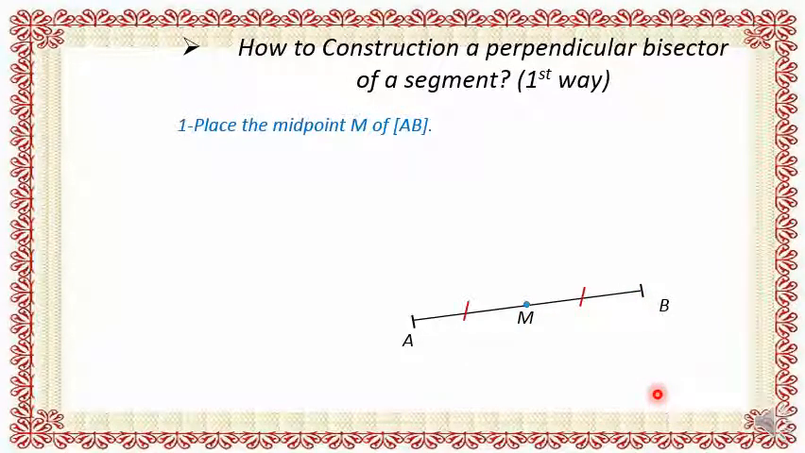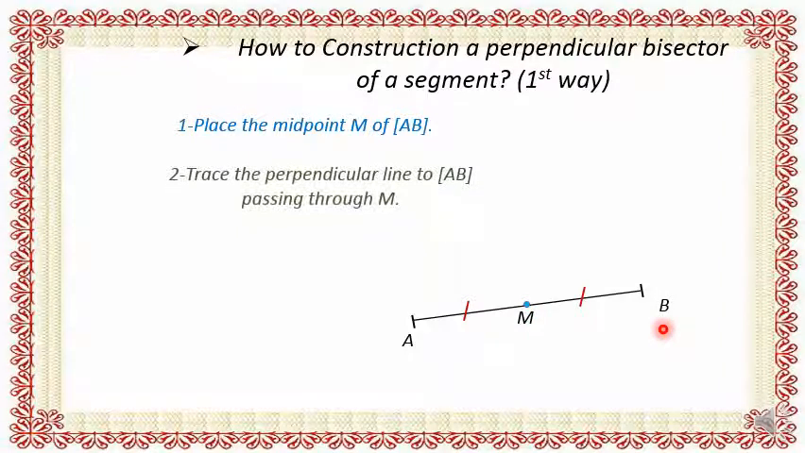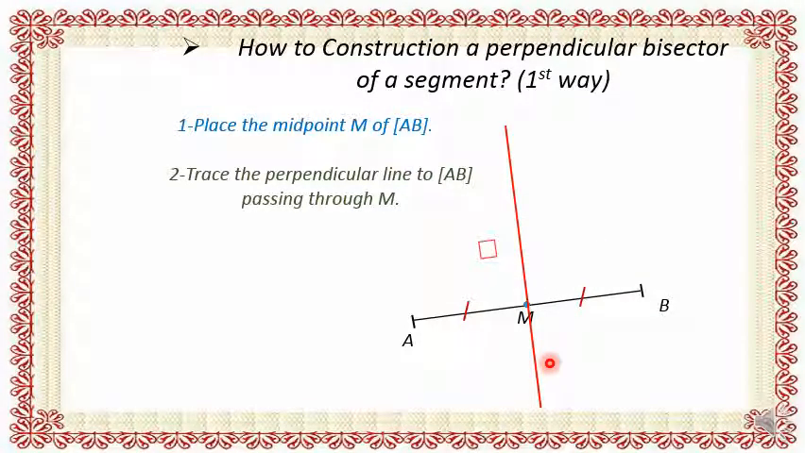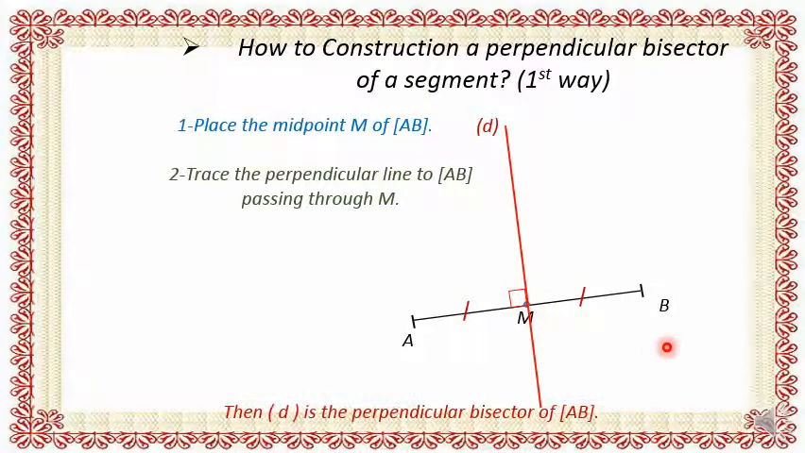Now I want to draw the perpendicular line to AB and passing through M. Using the set square, put it on AB, one side on AB, making a right angle, and the second side passing through M. And here we can draw the perpendicular line passing through M. This is line D, which is perpendicular to AB and passing through its midpoint. So in this case, D is the perpendicular bisector of segment AB.